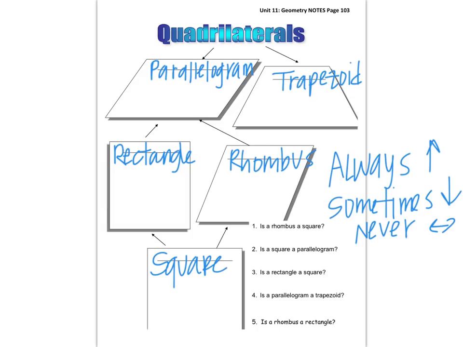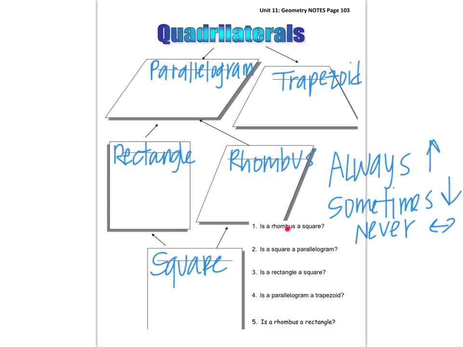Okay, so on page 103, we have this flowchart of the different quadrilaterals that you're going to have to know. Let me explain the way this works. So I made this note always over here, always up, sometimes down, never side to side. What that means is, let's say we come over here to a rectangle, and I said, is a rectangle a parallelogram? Because I'm going up from a rectangle to a parallelogram, you would say always. Let's say they said, is a parallelogram a trapezoid? Because they're side by side, you would say never. Or if you're going down the chart, you would say sometimes.